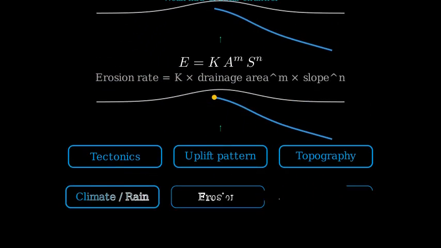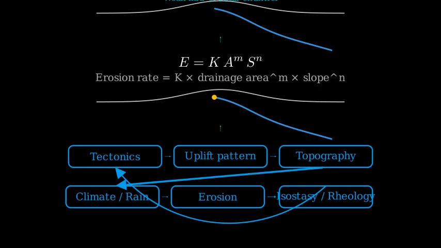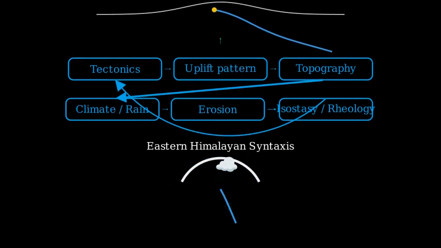The frontier is coupling deep tectonics with surface processes and even climate. Tectonic forcing sets uplift. Uplift creates topography. Topography shapes climate and rainfall. Rainfall drives erosion. Erosion unloads the crust and can focus deformation. A feedback loop. A case study is the Eastern Himalayan syntaxis.